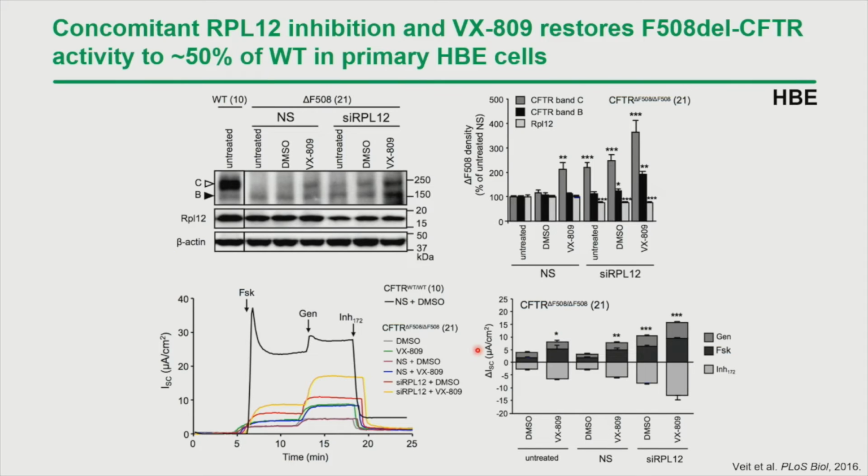And before I move on, I would like to note that the way that the Ussing data are quantified in this figure and in subsequent figures is the forskolin response is shown in the black here. The potentiator response, like genistein or VX770, is shown in the medium gray on top. And then the inhibitor 172 response is shown in the light gray on the bottom.